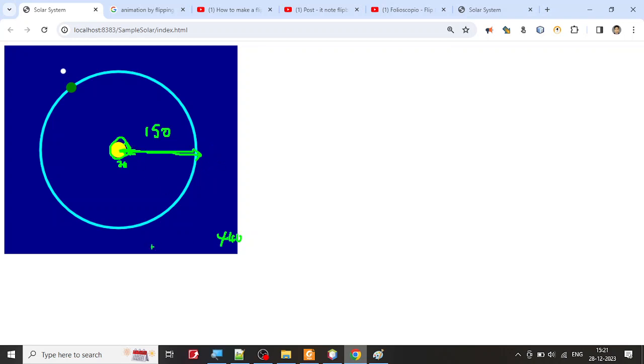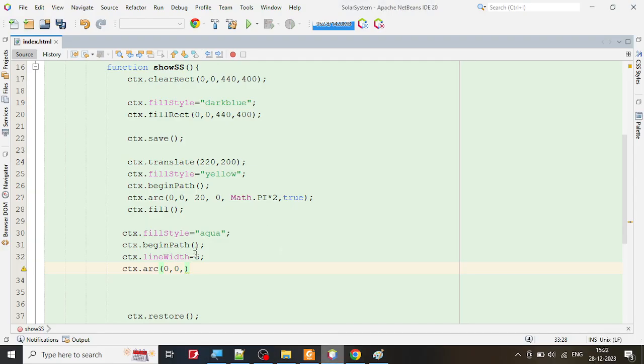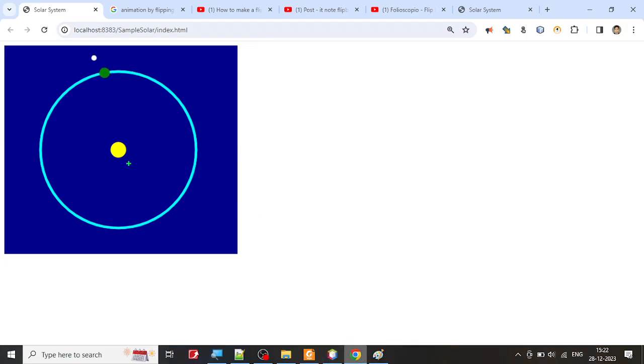The middle of 440 is 220, so by my calculation 220 is the maximum. It's going to touch the edge, but 150 is, I think, enough. That's a good value. So my radius is going to be 150, and that arc is going to come at 150.